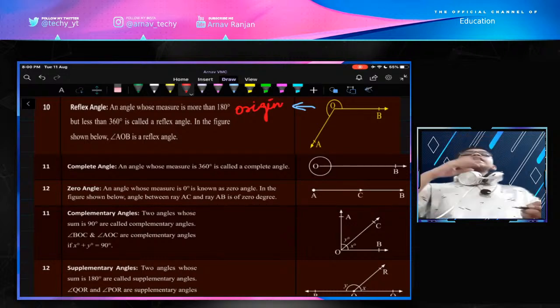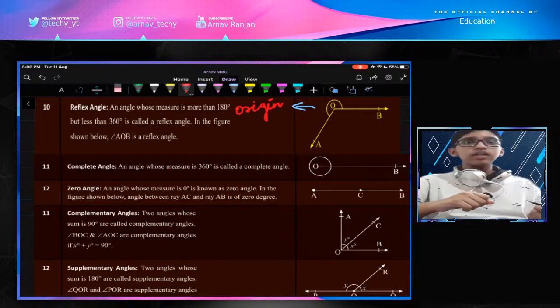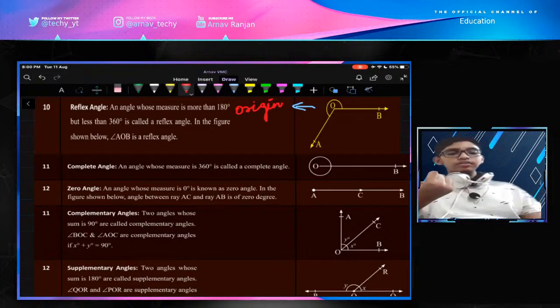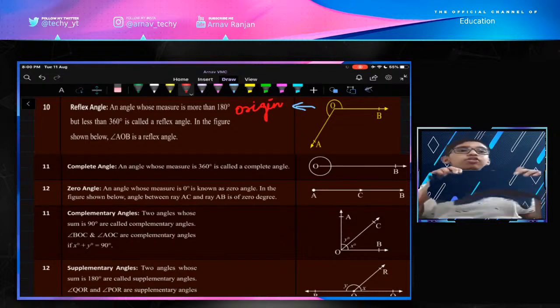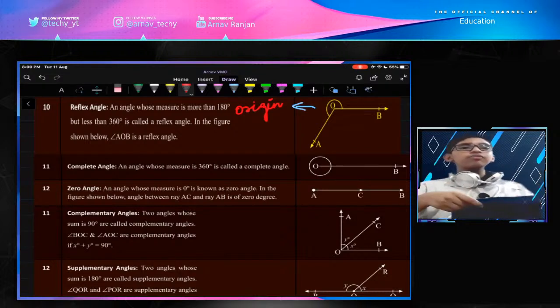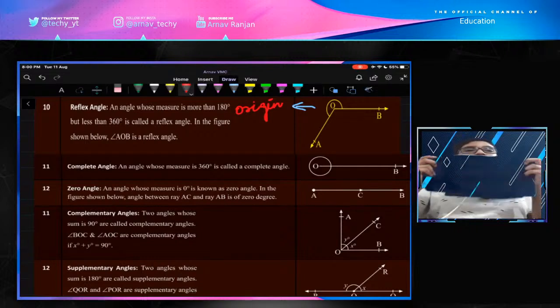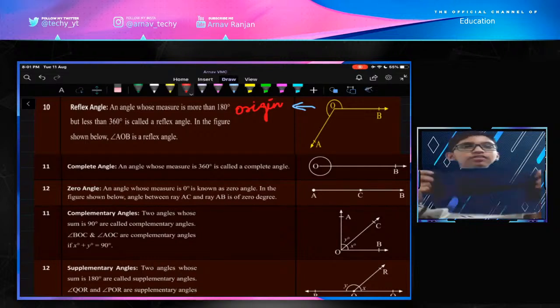You know, it's very hard to write with the stylus because the screen is slippery. I have kept a towel, but I think the towel is not visible because it's also blue in color.